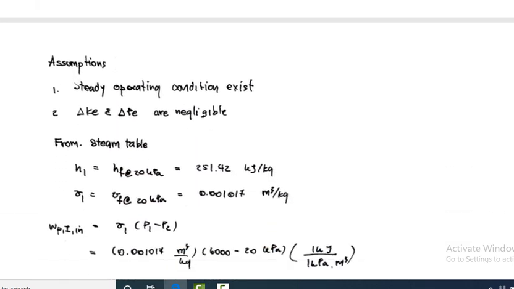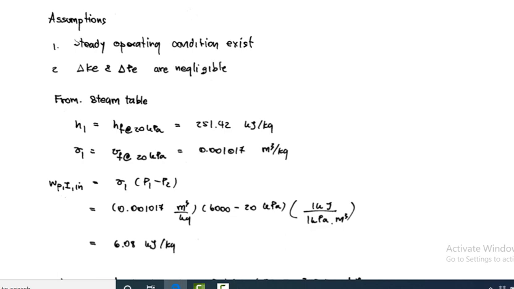Then start the numerical. First of all, as I already discussed last time, you have to make some assumptions: the steady operating conditions exist, and kinetic energy is negligible. Then from the steam table you have to find the enthalpy H1 and the specific volume. H1 equals 51.42 kJ per kg at point 1, and the specific volume is 0.001017 meter cube per kg.